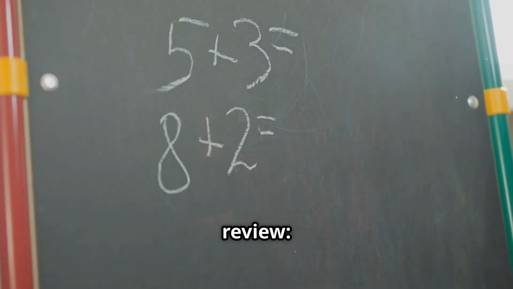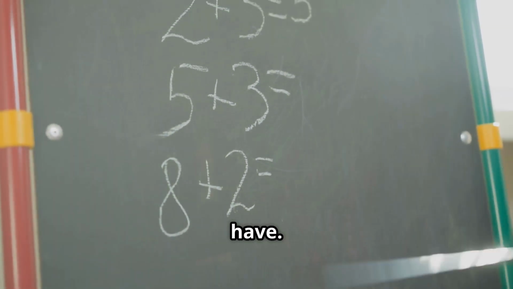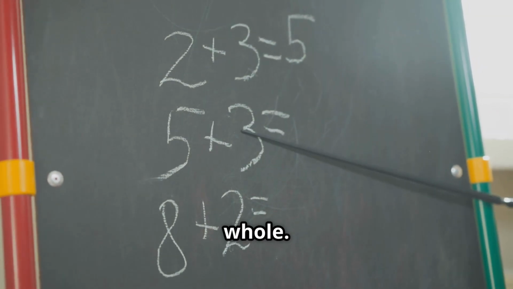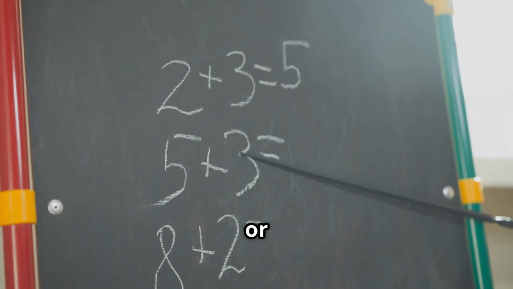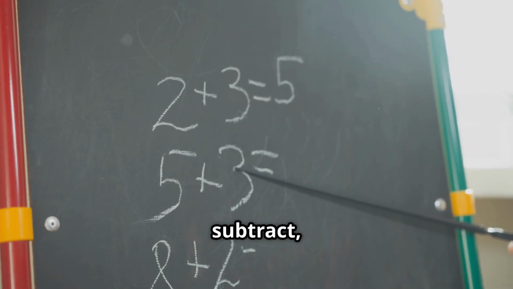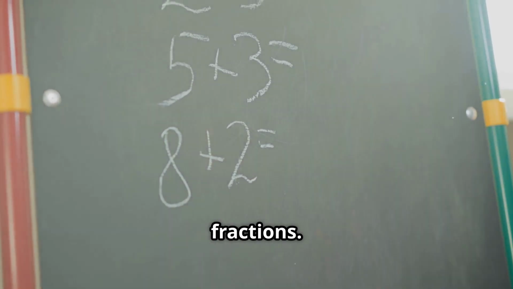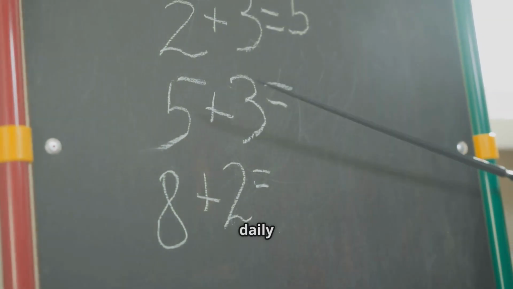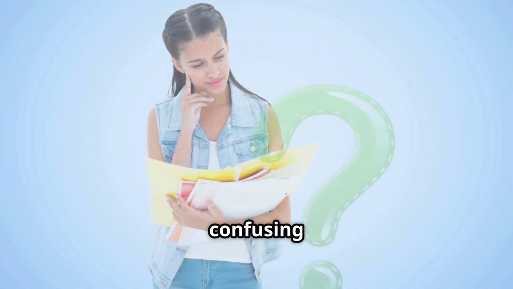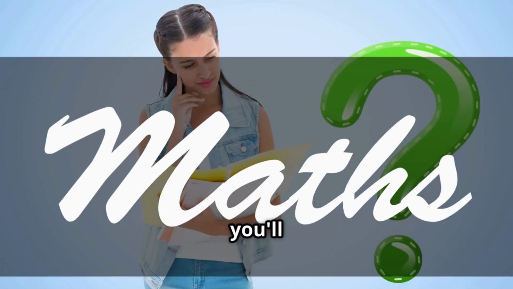Let's review. Numerator, parts you have. Denominator, total parts in the whole. Fractions can be equivalent or simplified. You can add, subtract, multiply, and divide fractions. Fractions appear everywhere in daily life. Once you understand fractions, they stop being confusing and start becoming a useful tool you'll use all the time.